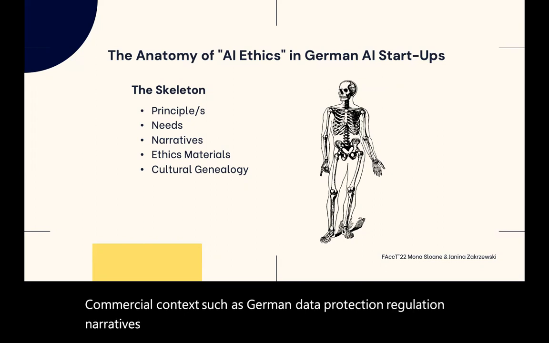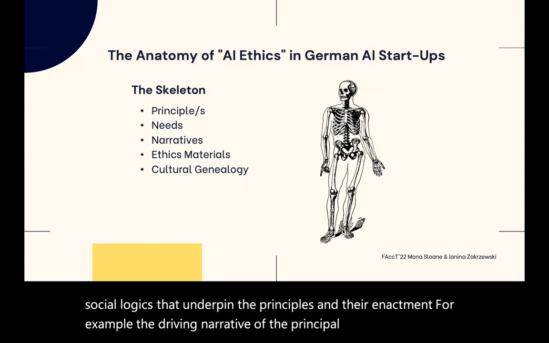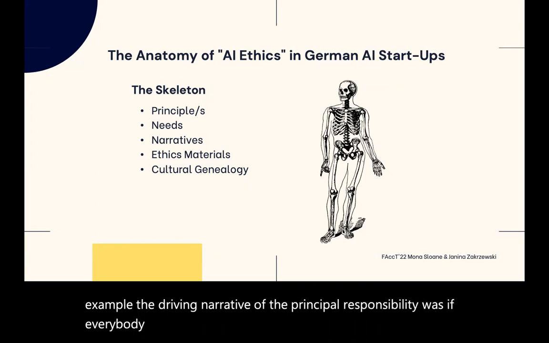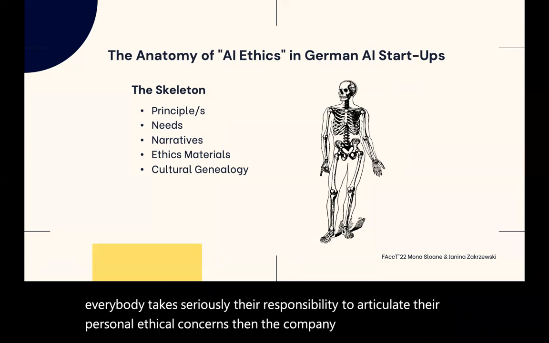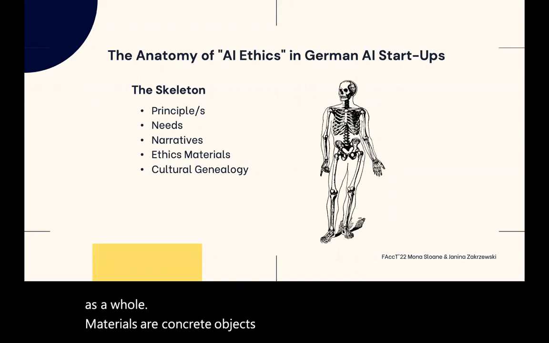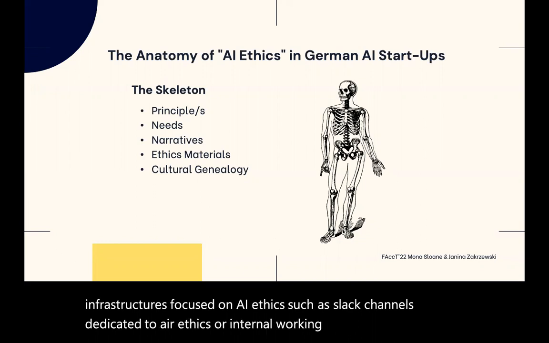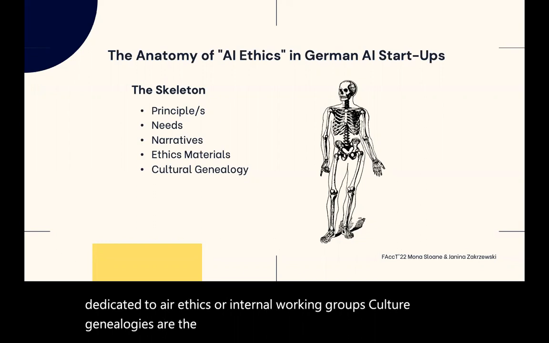Narratives are concrete stories that inform the organizational and social logics that underpin the principles and their enactment. For example, the driving narrative of the principle responsibility was, if everybody takes seriously their responsibility to articulate their personal ethical concerns, then the company will be more ethical as a whole. Ethics materials are concrete objects, processes, roles, tools, or infrastructures focused on AI ethics, such as Slack channels dedicated to AI ethics or internal working groups. Cultural genealogies are the culturally specific and distinct histories and genealogies of ethical AI.